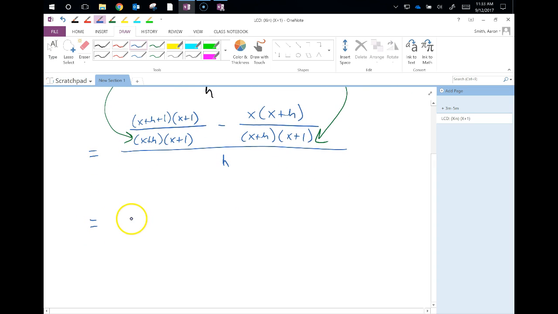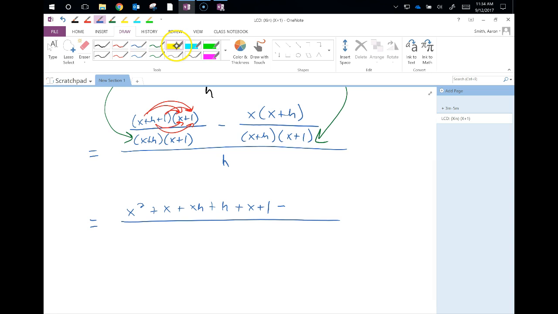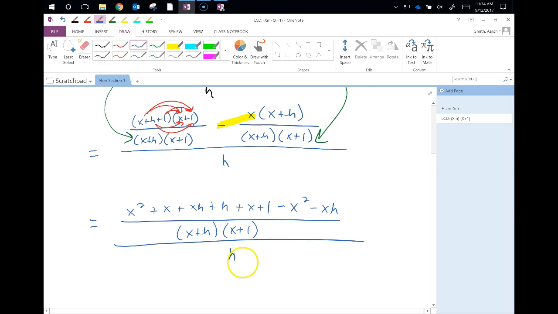Now, because I have the same denominator, I can combine these, and I'm going to combine these two and FOIL them. So notice this one's going to be a little tough because I have to make sure I do all of these when I FOIL it. So x times x is x squared, plus xh, plus h, plus x plus 1, minus, now I need to be careful here, this is a minus x that I'm distributing through the parentheses. So minus x squared minus xh, all over (x plus h)(x plus 1), all of that over h.